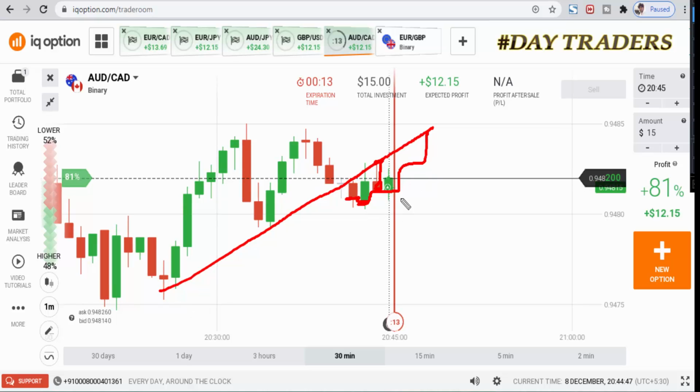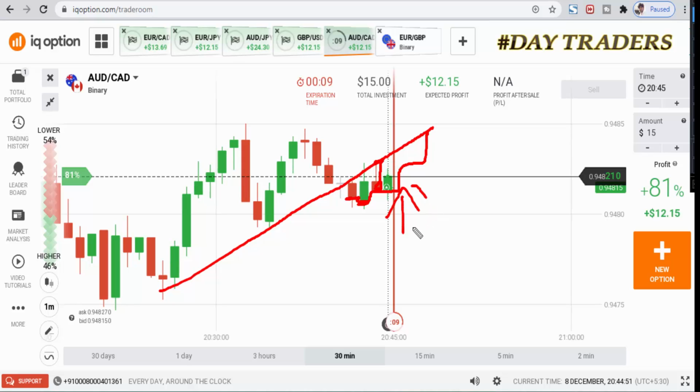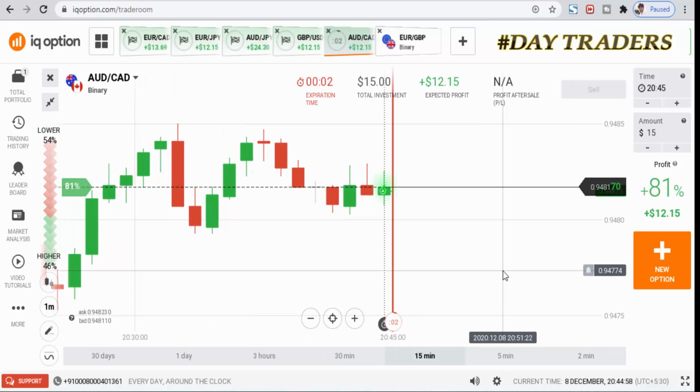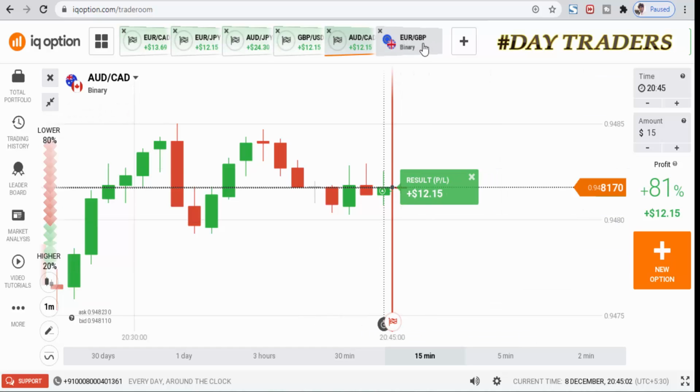So this is an uptrend market. Candle behavior identifies this momentum. Okay, that's the reason I place a higher option. Let's see, you have 5 seconds only. Okay, this is also a winning trade.